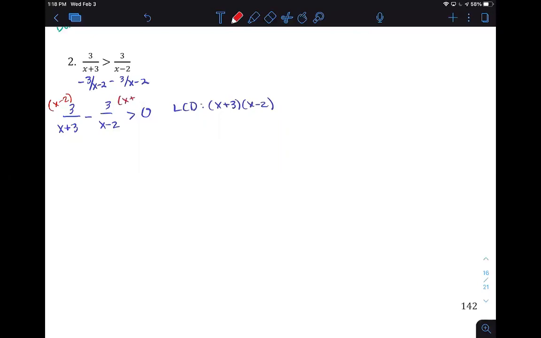X plus 3. So we can rewrite this as 3 times the quantity x minus 2 minus 3 times the quantity x plus 3, all divided by that common denominator, x plus 3, x minus 2. That's going to be greater than 0.